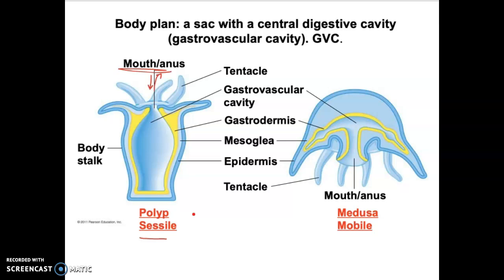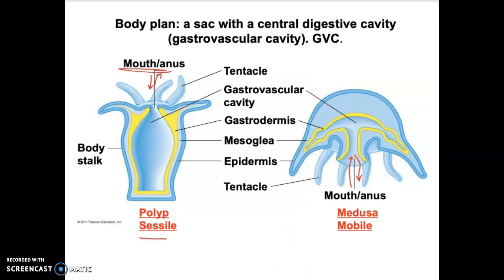The other body plan is known as the medusa. If you're familiar with Greek mythology, Medusa was that crazy lady with the snakes in her hair. Well, take your sac and flip it upside down. Now it floats around like an umbrella, looks kind of like an umbrella with tentacles hanging from it. Same sac. Here's your mouth and anus. Food goes in, waste products come out. The yellow outlines the gastrovascular cavity, and then the sac just hangs upside down.